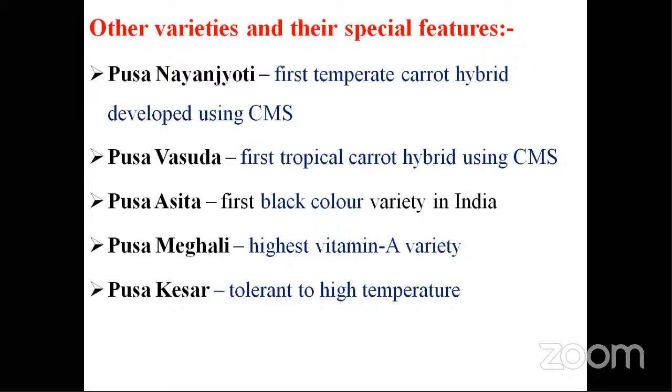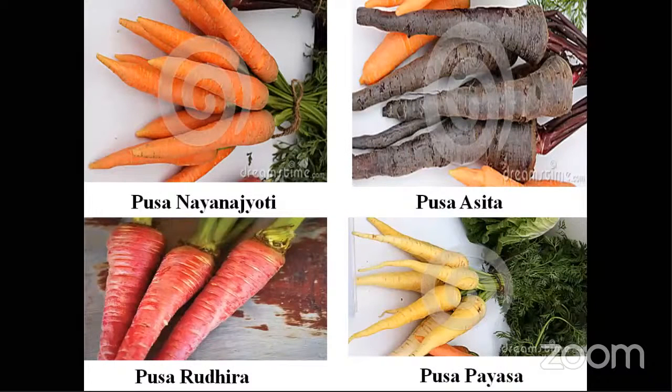So tolerant to high temperature. Here we see the Naina Jyoti, the first temperate CMS released variety. Pusa Ashita, the first black carrot of India. Pusa Rudhira, which is a lycopene rich variety.